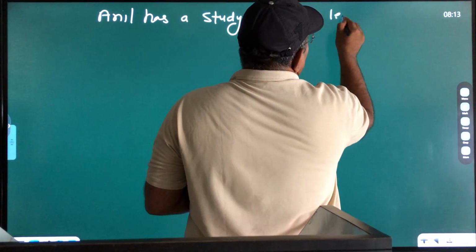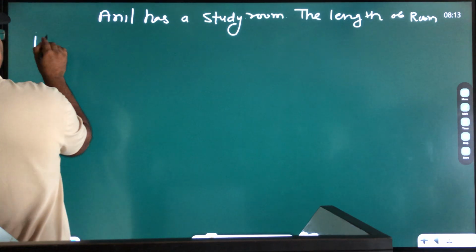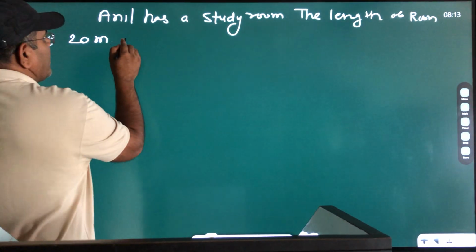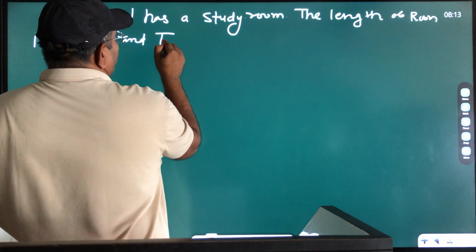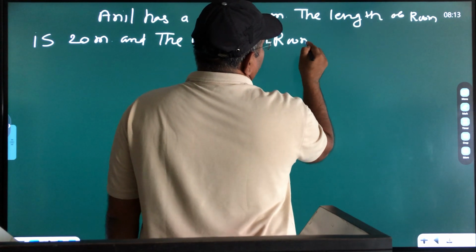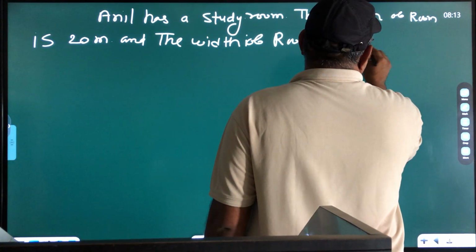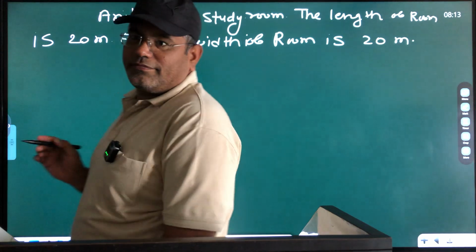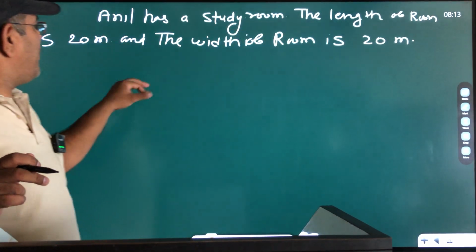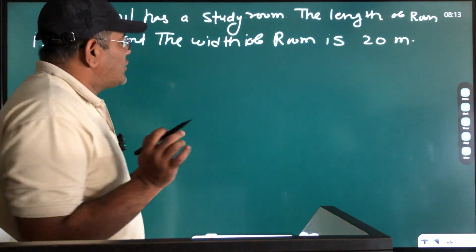The length of the room is 20 meters and the width of the room is also 20 meters. That's the question. Anil has a study room, the length is 20 meters and the width is also 20 meters. It means 20 by 20. Am I clear? First of all, we have to find the area.